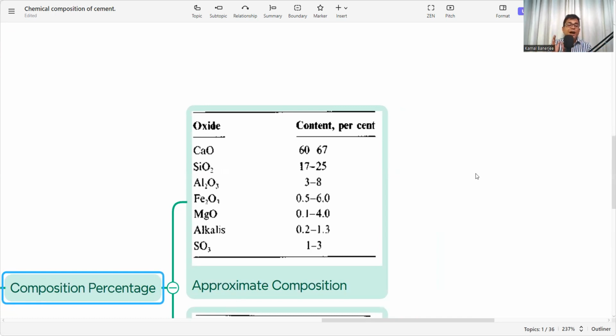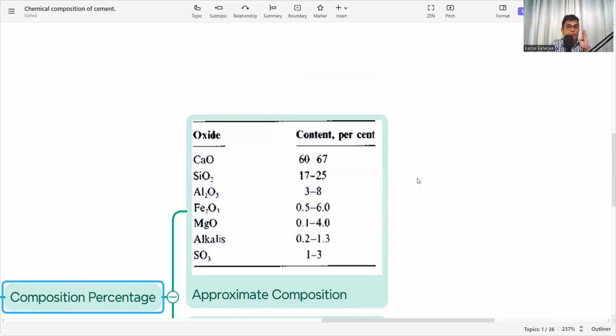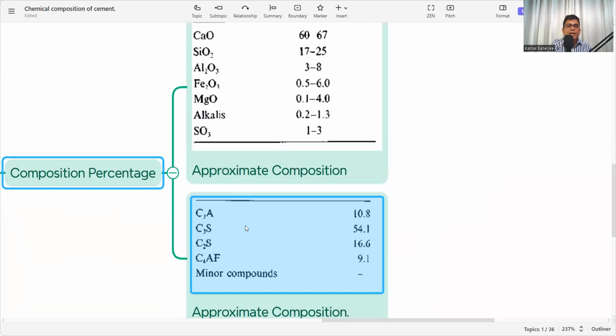These oxides present in ordinary Portland cement react with the water and give the hardened paste, the strength and durability of the concrete. Now we need to know the composition of the 4 main compounds. C3A is 10.8%, C3S is 54.1%, C2S is 16.6%, C4AF is 9.1%, and the minor compounds are negligible.